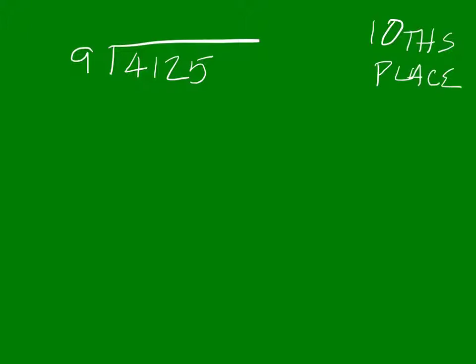9 divided into 4,125, and we're rounding to the tenths place. What is the first thing I do? Put a decimal point down and 2 zeros. What else? The decimal goes straight up. Yep, the decimal goes straight up. Now what do I do?